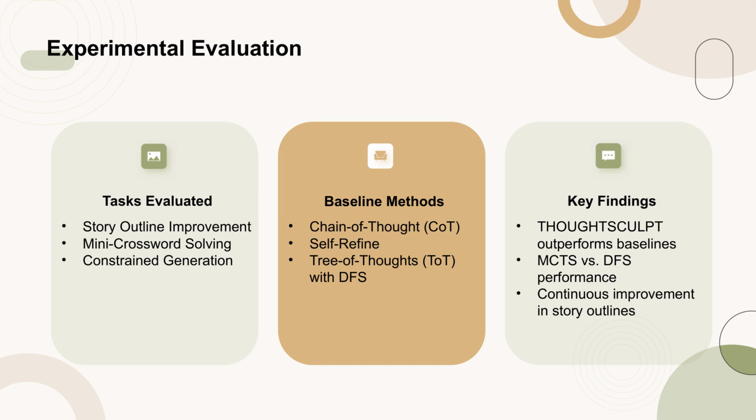A notable finding is that THOUGHTSCULPT, particularly with Monte Carlo Tree Search, MCTS, consistently outperforms the baselines across all tasks. This is evident in the continuous improvement observed in the story outline task, where THOUGHTSCULPT with MCTS shows a higher rate of interestingness compared to other methods. Additionally, the study highlights the effectiveness of THOUGHTSCULPT even when using DFS, demonstrating its ability to generalize to different search algorithms.